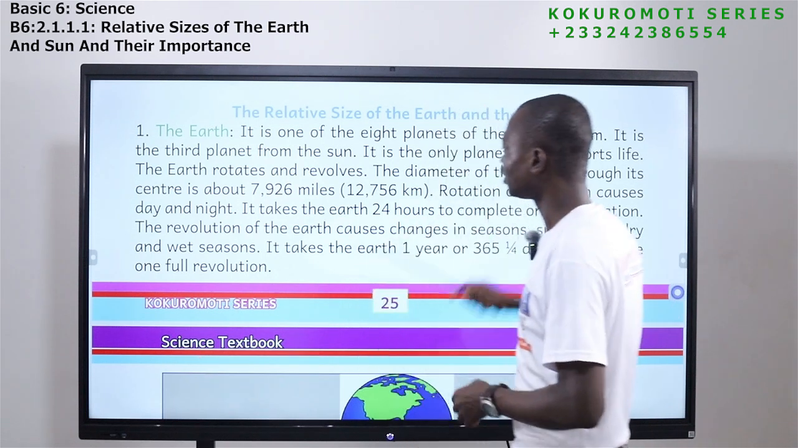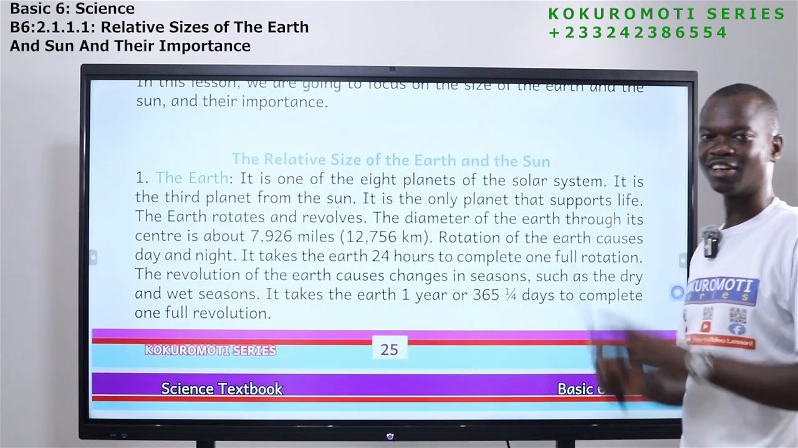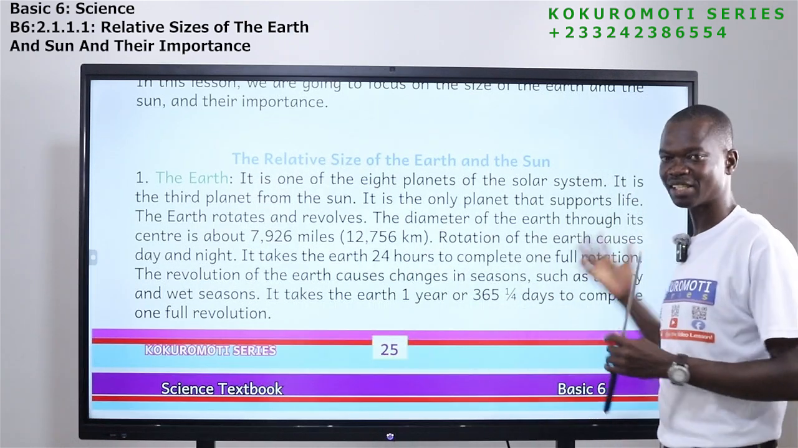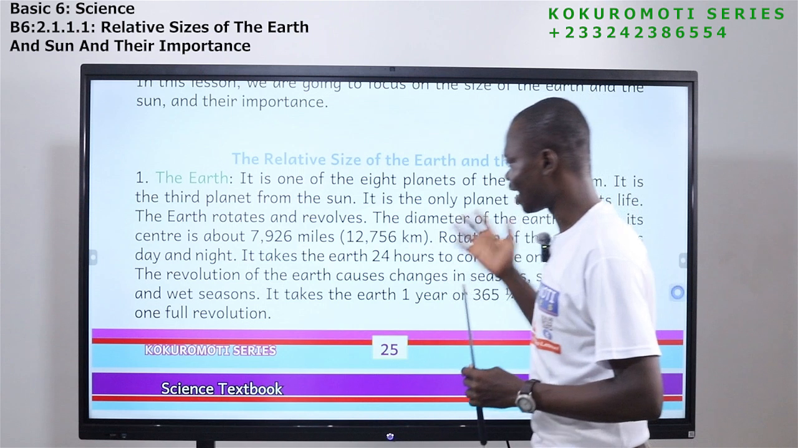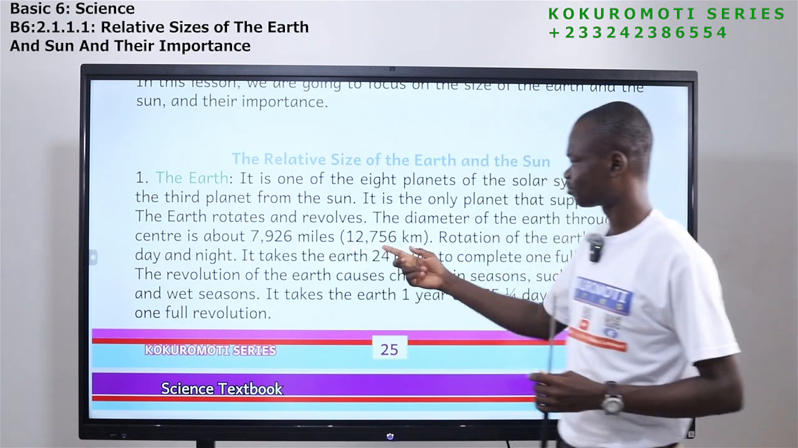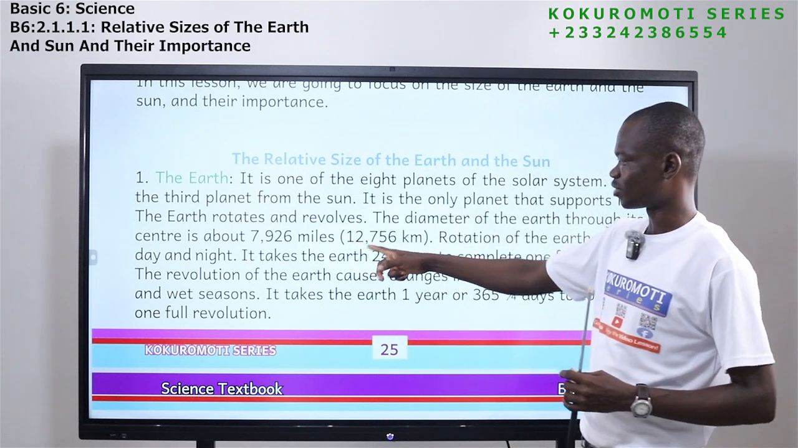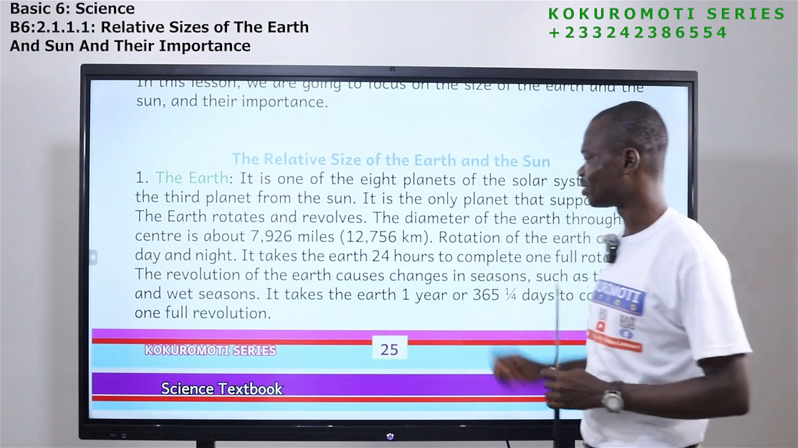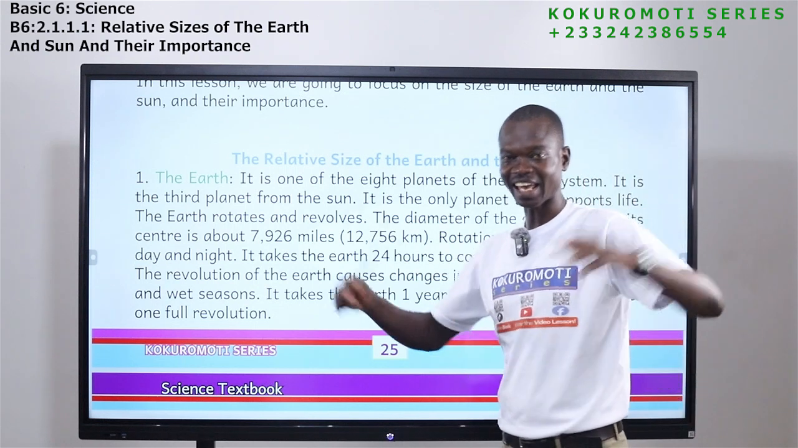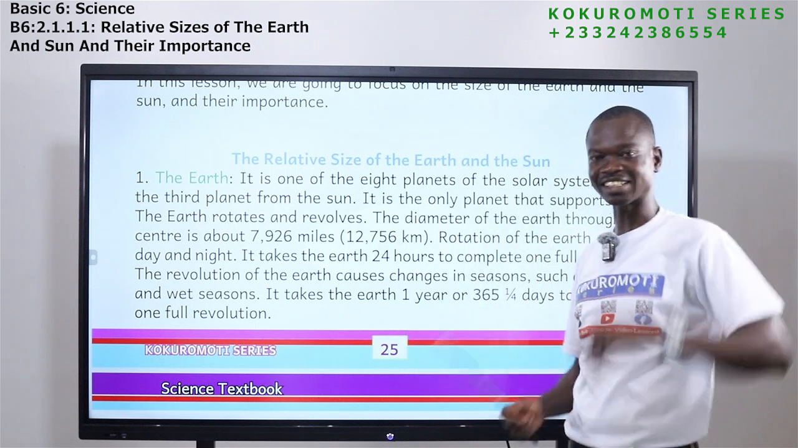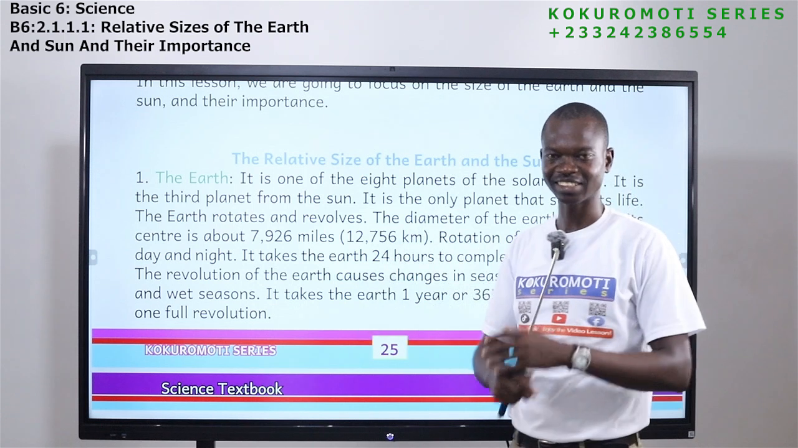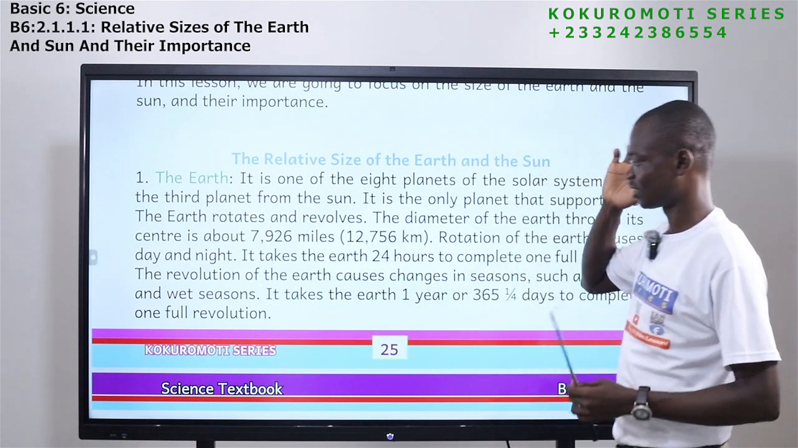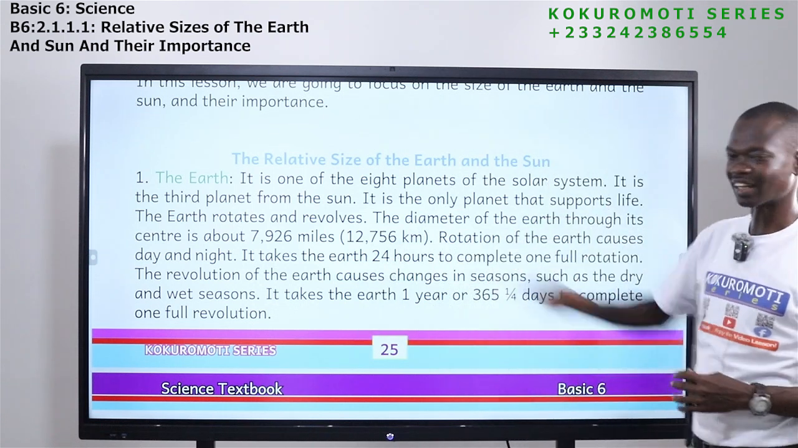Okay. We are saying that the size of the Earth, the diameter, the size is what? 12,756 kilometers. So the Earth that we are living on, from here to the end, every part of it, the Earth is very round. So this is the diameter.